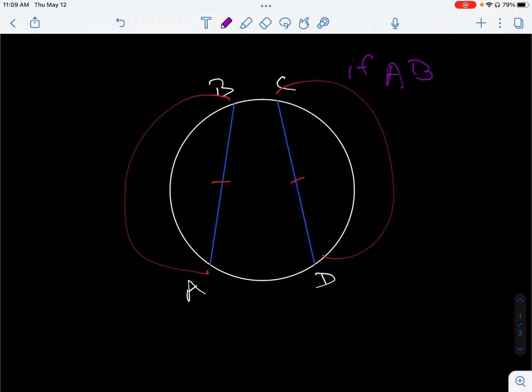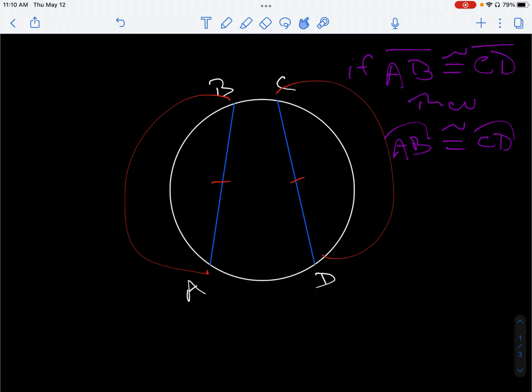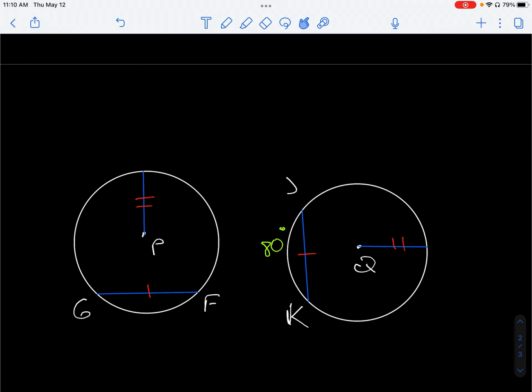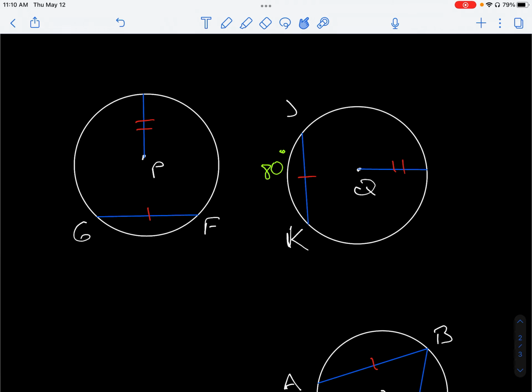So if AB is congruent to CD, then arc AB is congruent to arc CD. And this would also be true if the circles were congruent. If we had separate circles that were congruent and we had congruent chords, then we would have congruent arcs as well, which we're going to see in our example right here.